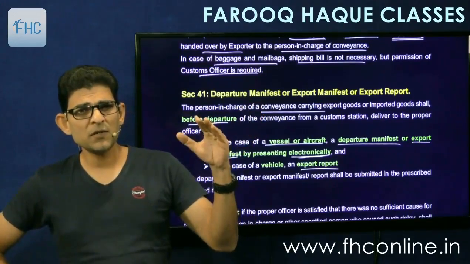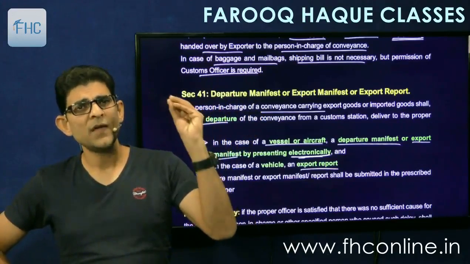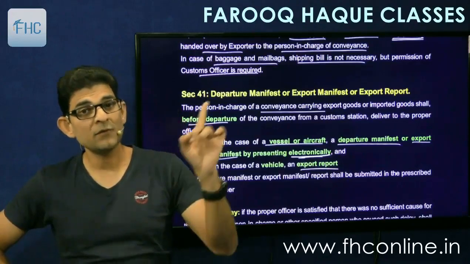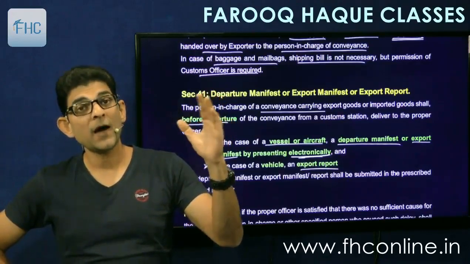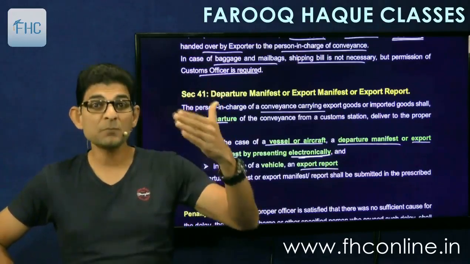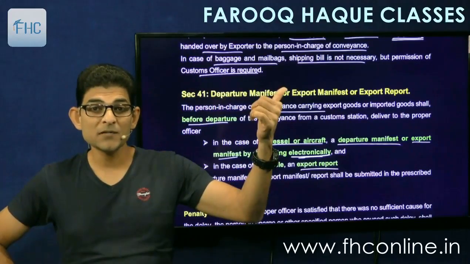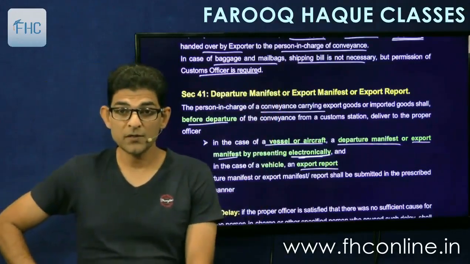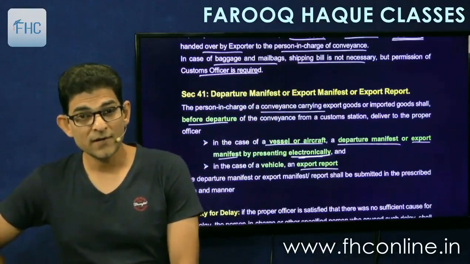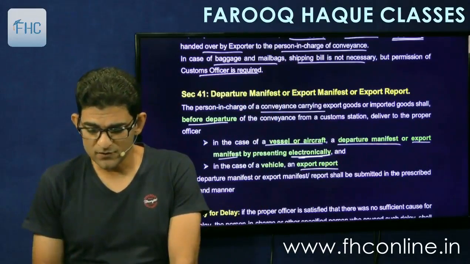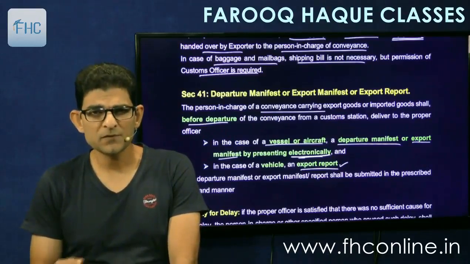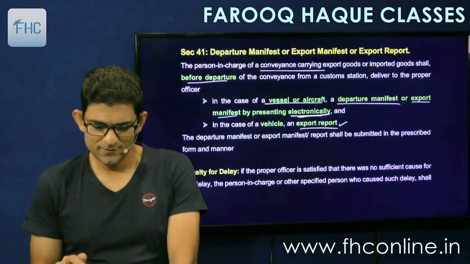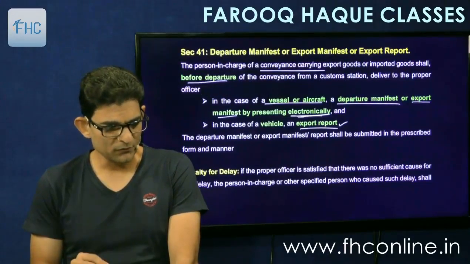If a ship has come to India bringing imported goods, they have unloaded those imported goods and it is going back, there are no export goods, then it will only file a departure manifest. And if it is carrying exported goods from India, then it will file an export manifest. Both are done electronically. Or in case of a vehicle, an export report. Right now there is no electronic form of export report, but in future they may bring that also. And in the prescribed form and manner, of course.